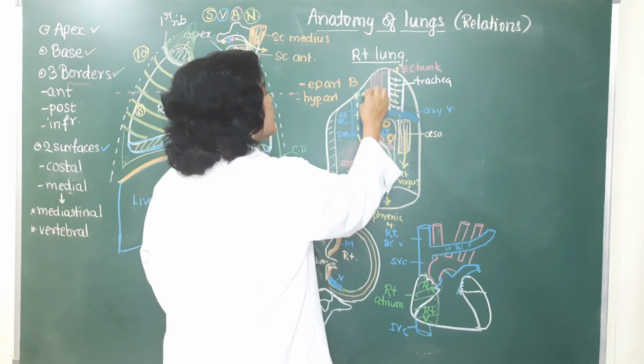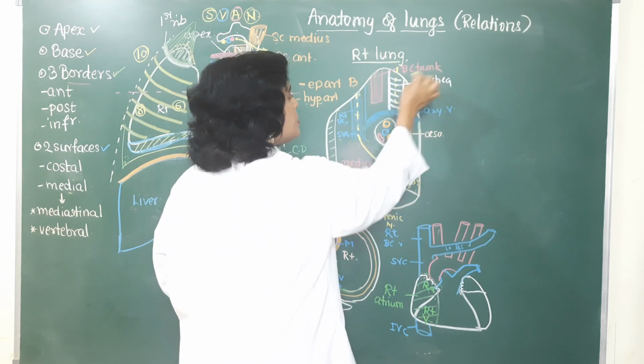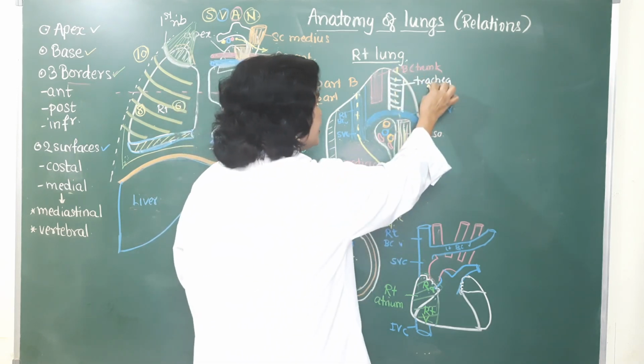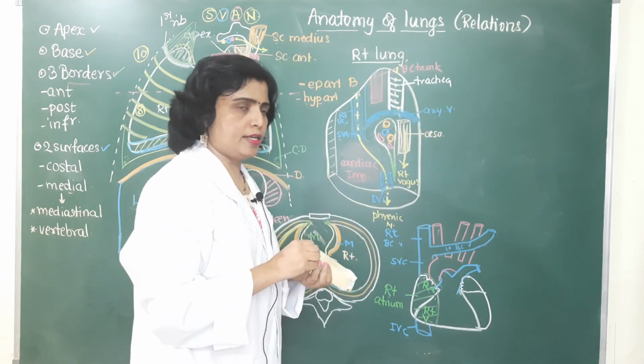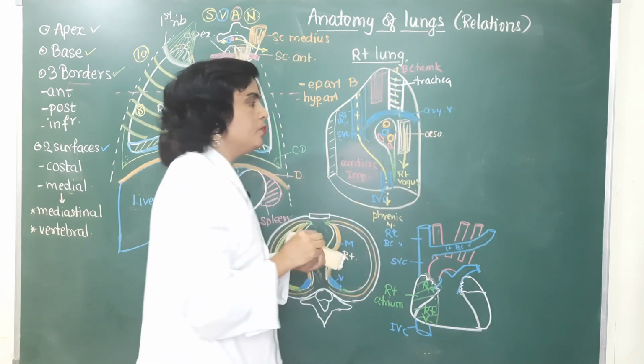Behind the groove for the right brachiocephalic vein, you get a vertical groove which lodges brachiocephalic trunk, and behind that again one more vertical groove which is related to the trachea, and behind the hilum you get the relation of the esophagus. Phrenic nerve lies in front of the hilum, and behind the hilum vagus nerve.